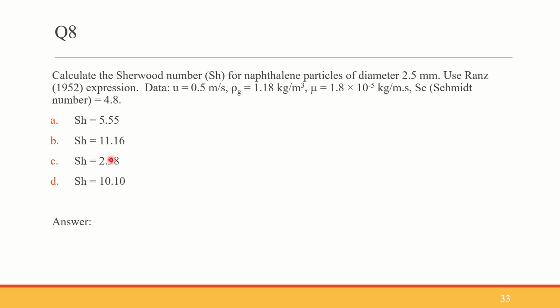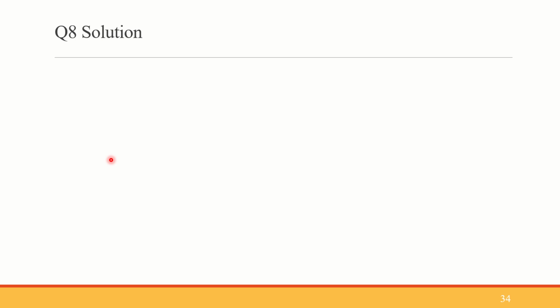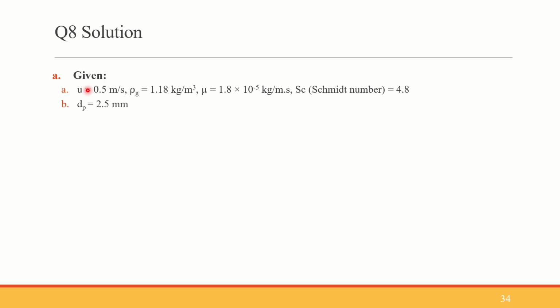So the right answer is option B, that is 11.16. So we will see how to solve that. Question 8 solution. We are given U is 0.5 meter per second, rho g is 1.18 kg per meter cube, mu is 1.8 into 10 power minus 5 kg per meter second, Schmidt number is 4.8, and diameter of the particle is 2.5 mm.